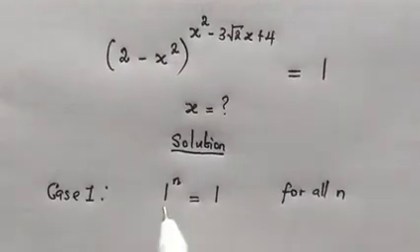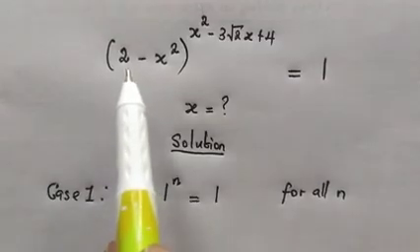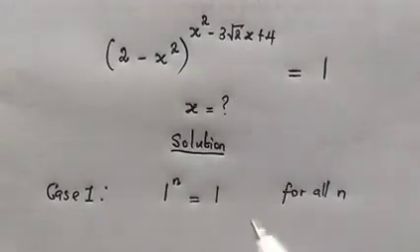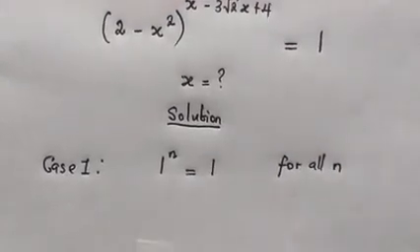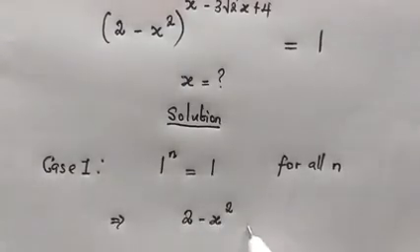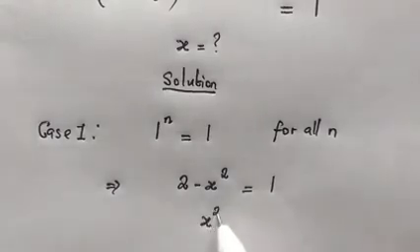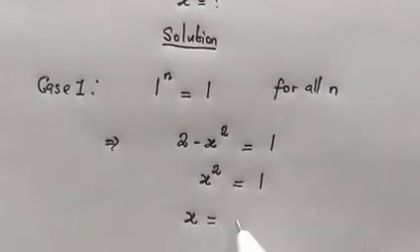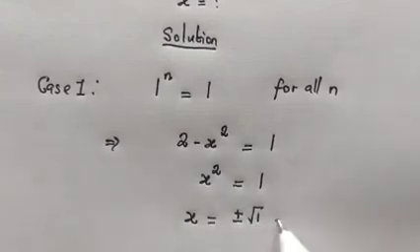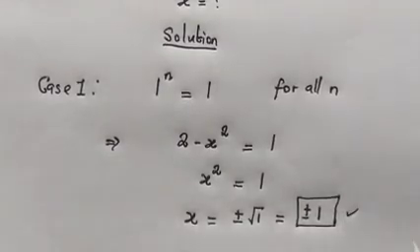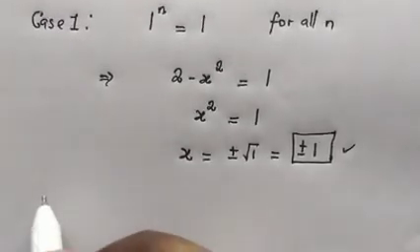So if you use this idea, we're going to let the base 2 minus x squared equal 1, since we know that 1 raised to the power of any number is going to give us 1. Therefore, this implies that 2 minus x squared is equal to 1, right? So here we have x squared is equal to 2 minus 1, giving us 1. Take the square root on both sides, we get x is equal to plus or minus the square root of 1, which is giving us plus or minus 1. So we have two real solutions here. Interesting. Let's go to our case 2.